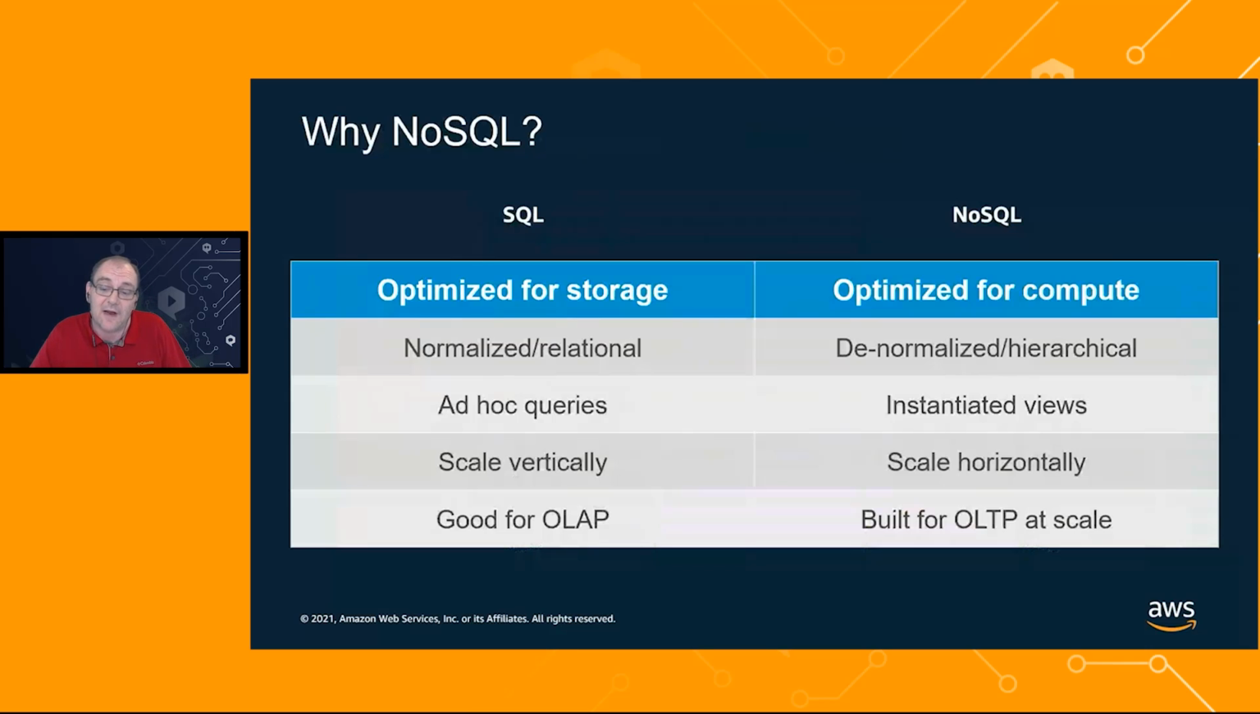But NoSQL, on the other hand, works really well for OLTP applications, which are applications that have well-defined access patterns. If I understand the access pattern, then I can model the data to represent those instantiated views, the result sets of those queries, more or less, and build hierarchical data storage structures that are more denormalized. They scale horizontally across multiple nodes, and it's built for situations where the access patterns are well understood. Now, this is great because most applications today have pretty well understood patterns, right?